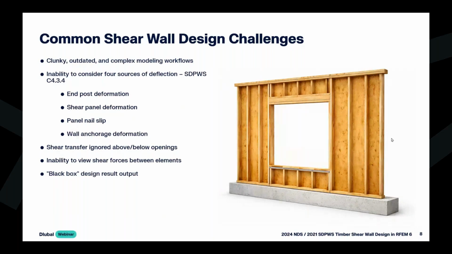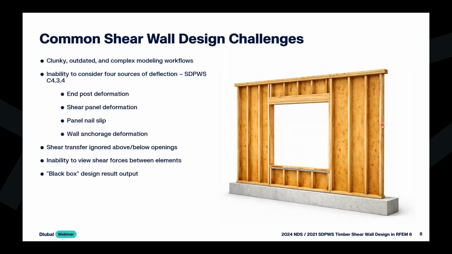Additionally, we find that software has the inability to consider what we call the 4 sources of deflection. And these are given directly in the SDPWS code in section C4.3.4. This would include the end post deformation. So this end post over on the left here may be in tension, so it will essentially elongate. We also have our end post over here that might be in compression, so it will essentially shorten.